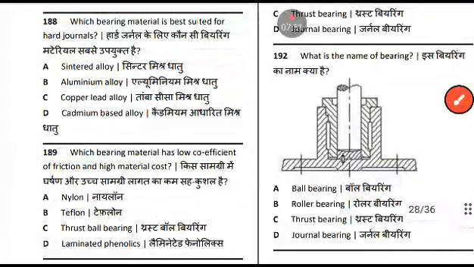Which bearing material has low coefficient of friction and high material cost? Option A, nylon. Option B, teflon. Option C, thrust ball bearing. Option D, laminated phenolics. Option B, teflon.